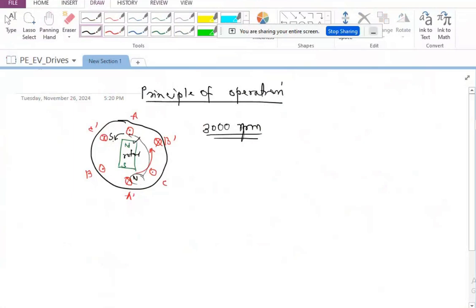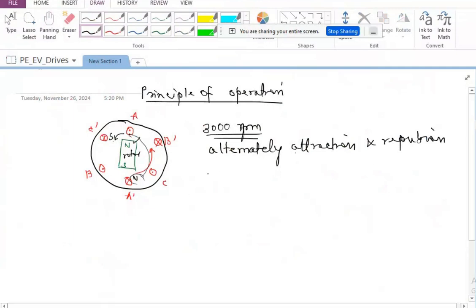Then it will see repulsion. So you would see alternately attraction and repulsion until you give a kind of jump start to the rotor and bring it closer to 3000 RPM. So alternately, attraction and repulsion will be faced by the rotor, because of which you would see only some kind of dwindling movement, some kind of vibration in the rotor.